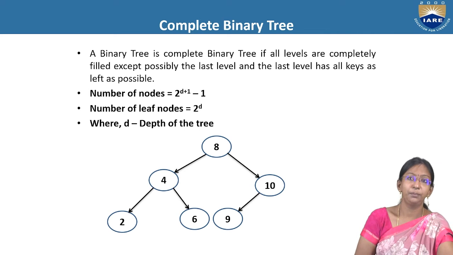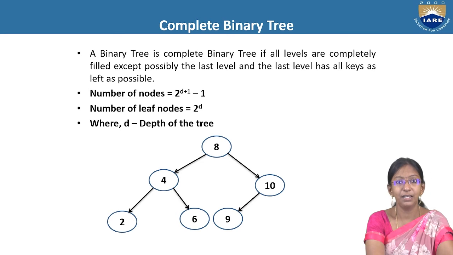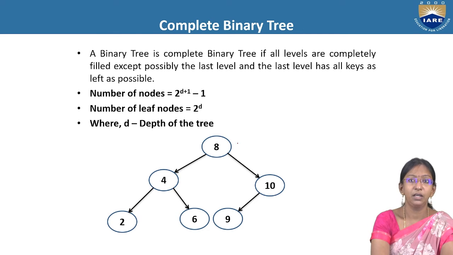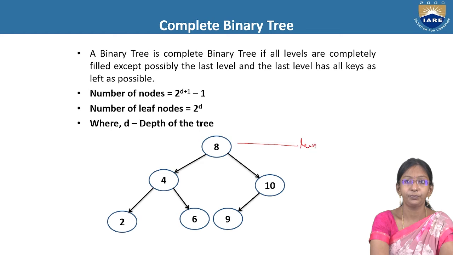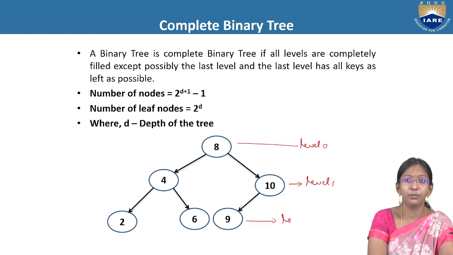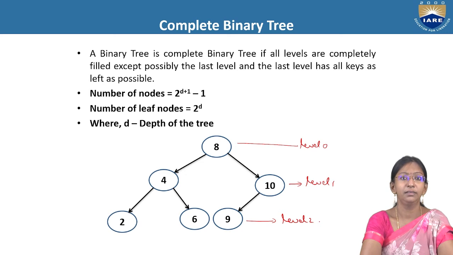Coming to complete binary tree. So a complete binary tree is also a binary tree where all the levels are filled except the last, and the last level is filled from the left as far as possible. Okay, that is, have a look at this one. 8 is at level 0. 4 and 10 are at level 1. And 2, 6, 9 are at level 2. Well and good, right?